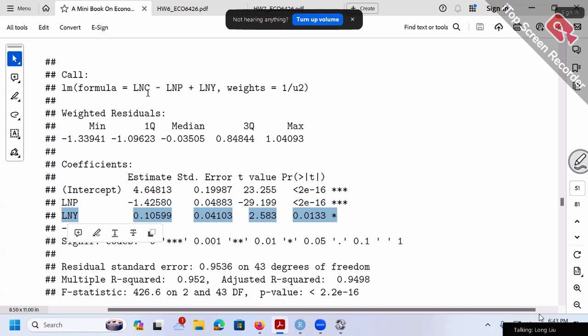Very often I get a question from my students when they do their dissertation. It's a common question: the student comes to me and asks, professor, I'm doing my dissertation, and all the coefficients, all the signs, positive, negative, all of them make sense, but they're not significant, right? Then what should I do? That's a typical question.